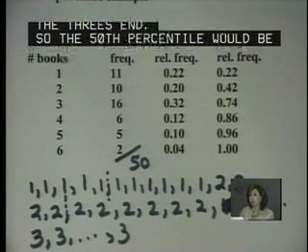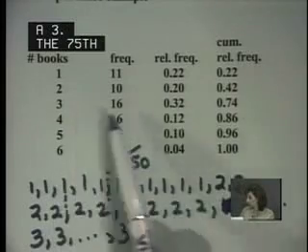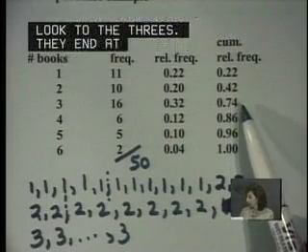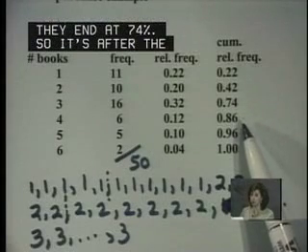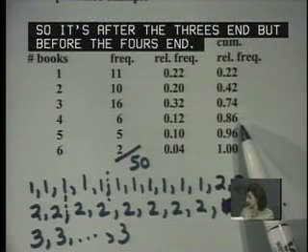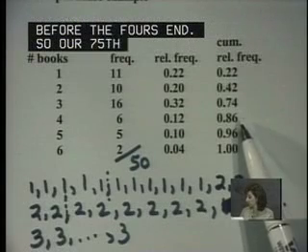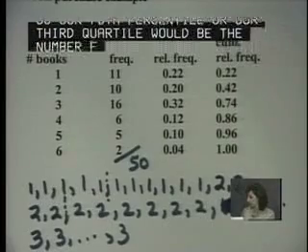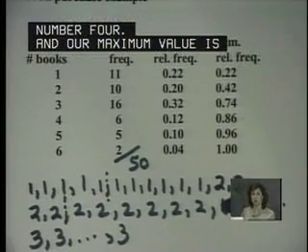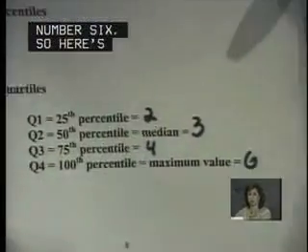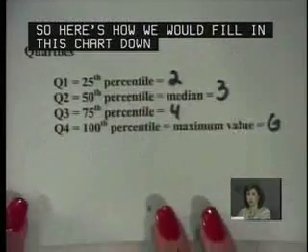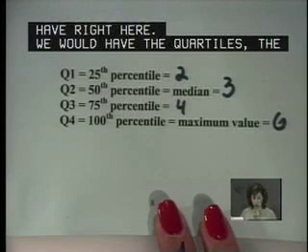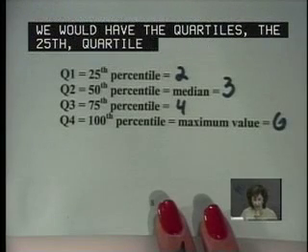The 75th percentile, okay, we look to the threes end at 74%. So it's after the threes end, but before the fours end. So our 75th percentile, or our third quartile, would be the number 4. And our maximum value is the number 6. So here's how we would fill in this chart down below. We would have the quartiles, quartile 1, quartile 2, quartile 3, and the maximum value.